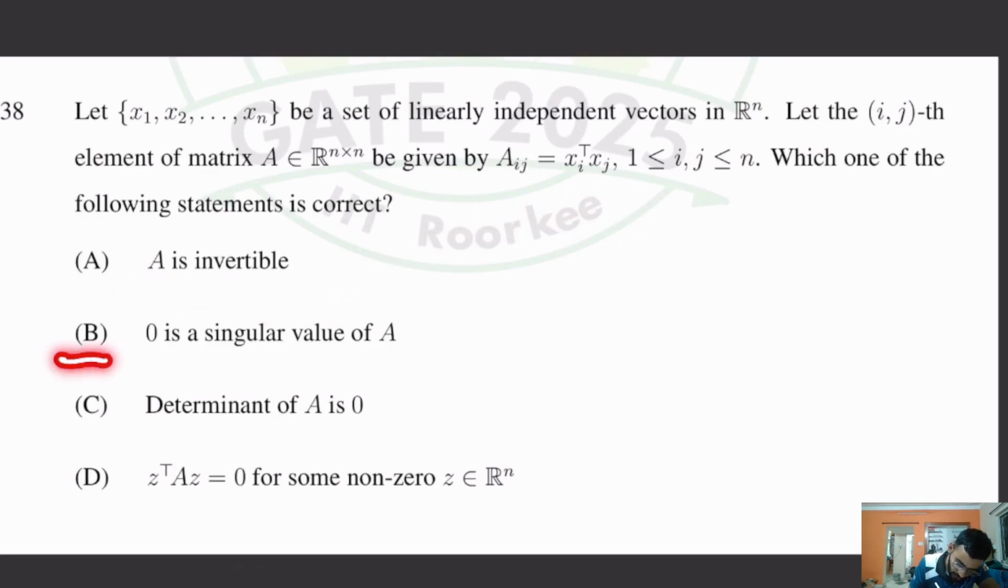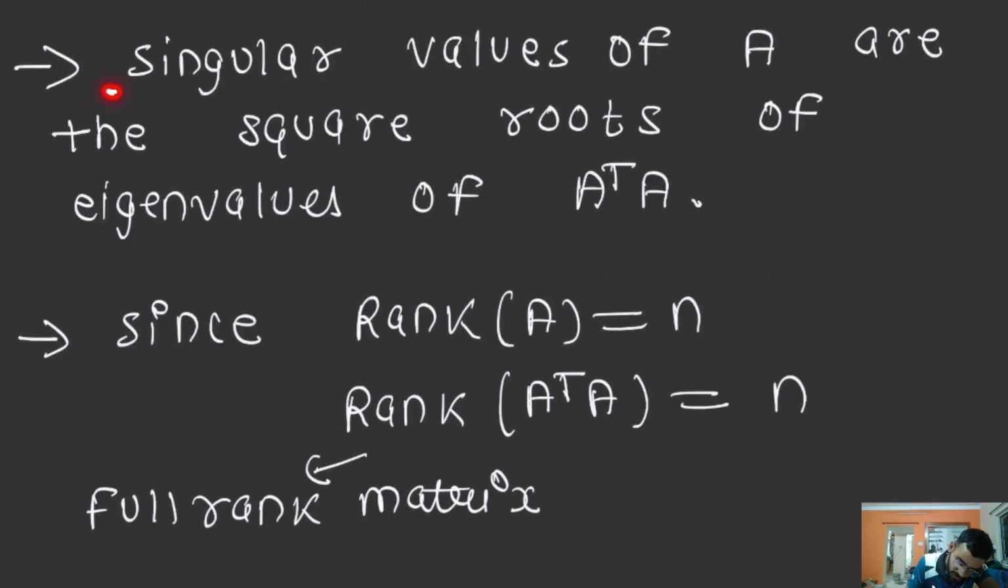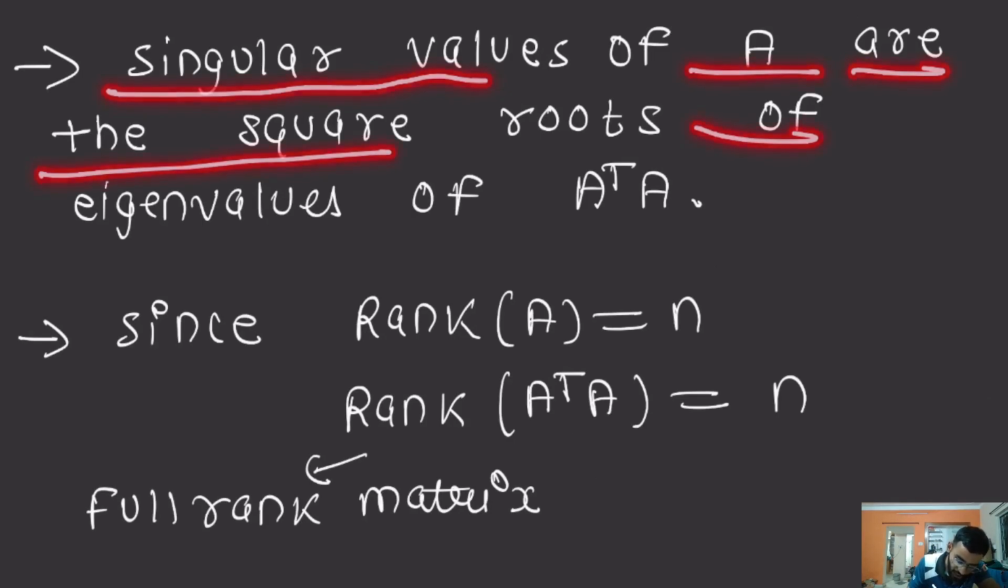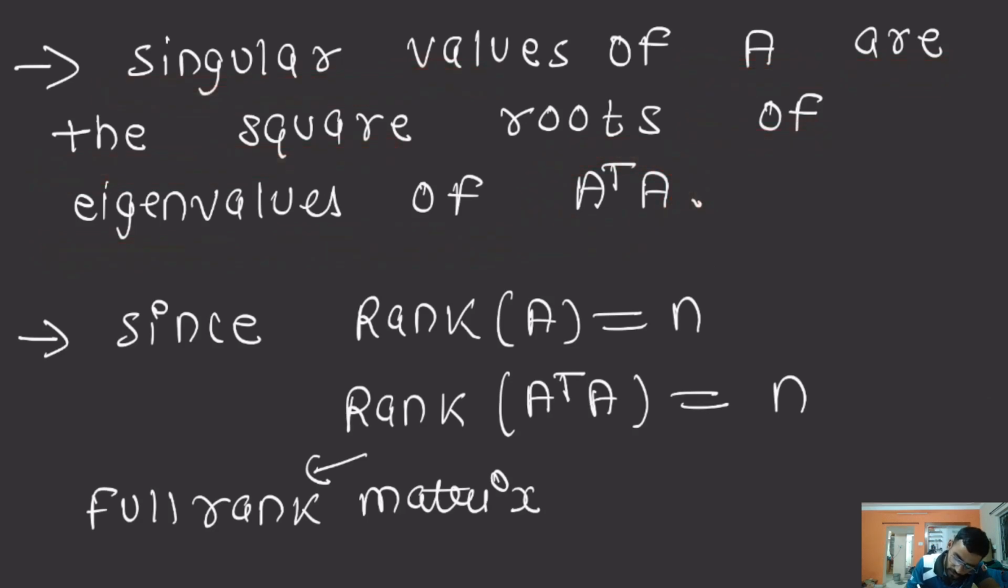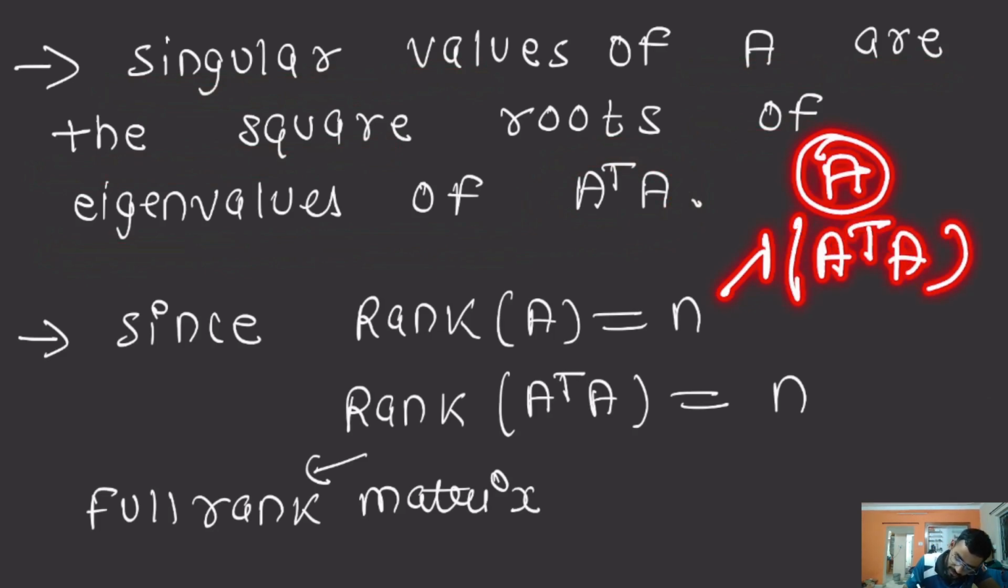And now we have to check option B, which is: 0 is a singular value of A. First we will see what a singular value is, then we'll see whether 0 is a singular value of A or not. Singular values of A are the square roots of eigenvalues of A transpose A. If we need to find the singular value of A, we'll find the eigenvalue of A transpose A and take a square root of this. This is nothing but the singular value of A.